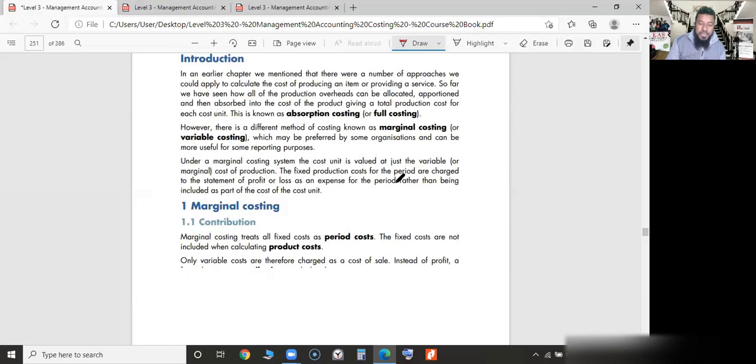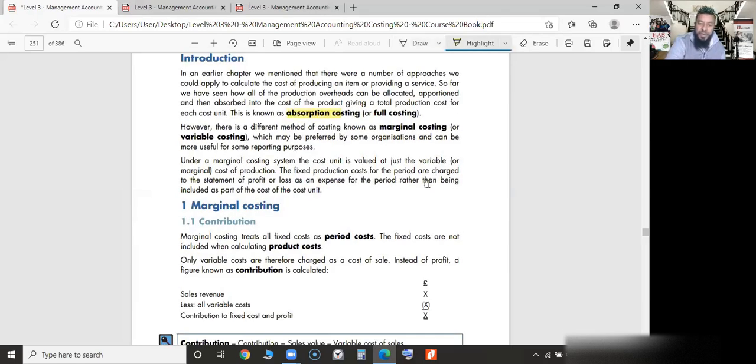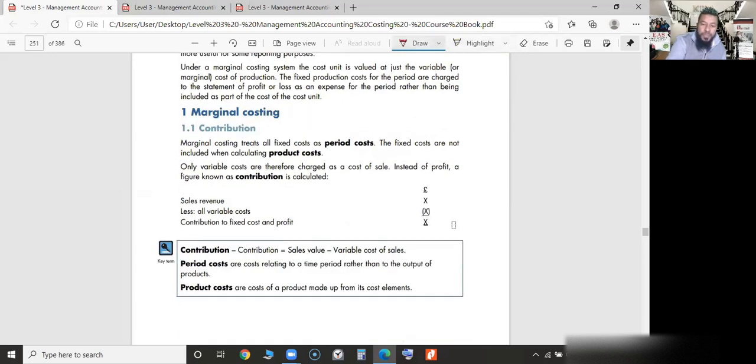I was saying absorption costing is known as full cost, marginal costing is known as variable cost. But there are a couple more: period cost and product cost. Period cost is when you charge a cost over a period of time, over the year. You don't include it into the product. For example, rent, rates, insurance of the building, even the salaries, and so on. These are your period cost.